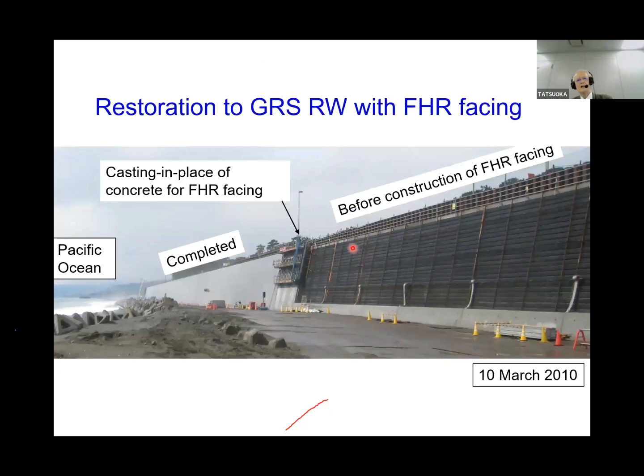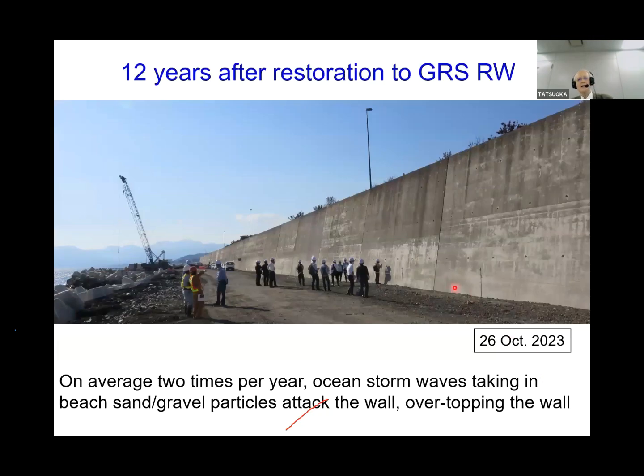This is a view during construction. This is the Pacific Ocean. This part is before construction of the full height facing. This is the casting of concrete for the full height facing. This is the completed one. I took this picture in 2010, and I took this picture in 2023. On average, two times per year, ocean storm waves, carrying beach sand and gravel particles, attack the wall, overtopping the wall.